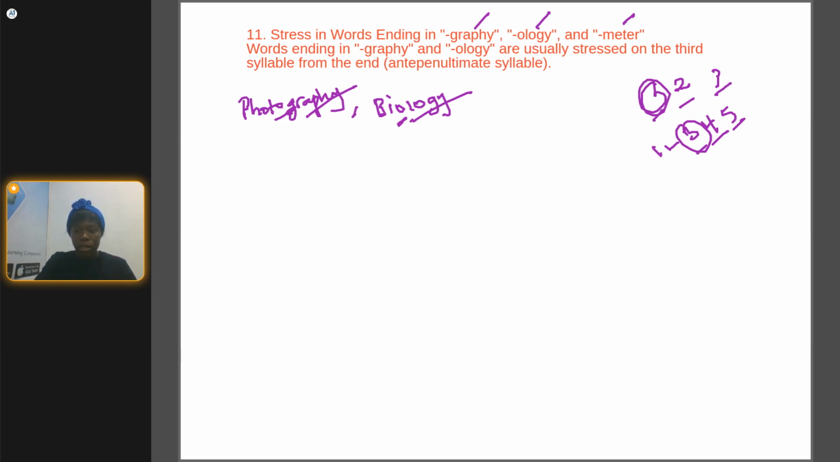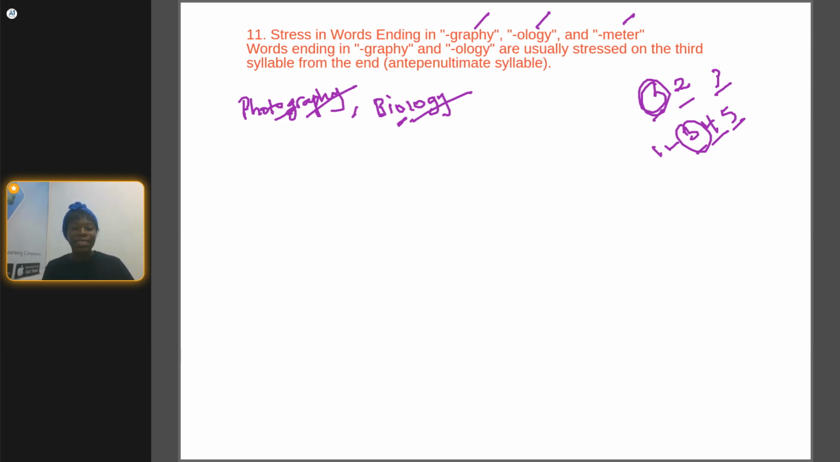So that's basically what we have. You count from the end, and the third syllable is the stressed one. So that's for the rules that we have that could guide you for word stress.